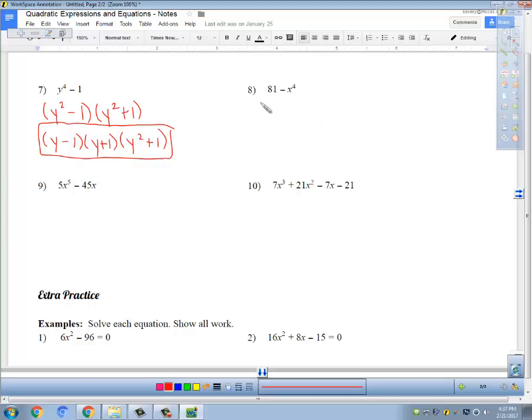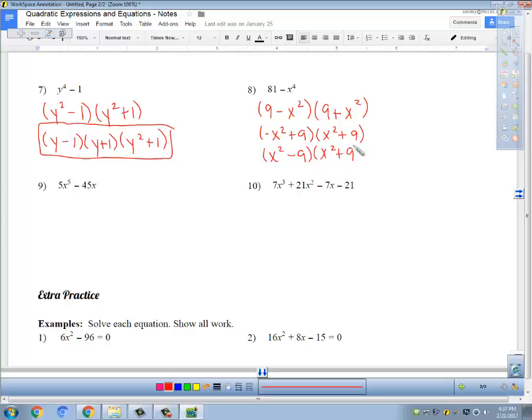Okay. Number 8, square root of 81 is 9. Bring down the minus. Divide your x squared by 2. Rewrite it with a plus sign. So this one is similar to number 6. I'm going to switch everything around so that the variable is written first. And then again, I don't like to see that negative there, so I'm going to change the signs.